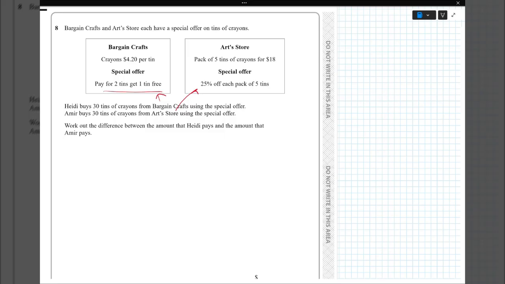So we need to work out how much they've all paid. So Heidi getting 30 tins, if it's 2 for 1, she'll pay for 20 tins. So pay for 20 tins. So 20 times by $4.20 is $84.